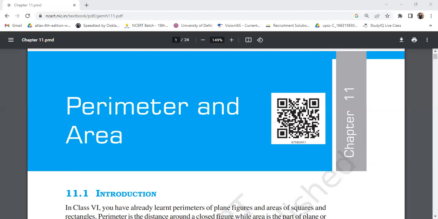Now coming to the next, you know the formula for perimeter of rectangle? Yes, ma'am. And perimeter for rectangle, area of rectangle, perimeter of square and area of square, you know? Yes, ma'am. Okay. Now this is the question. Example number 8, you can see.